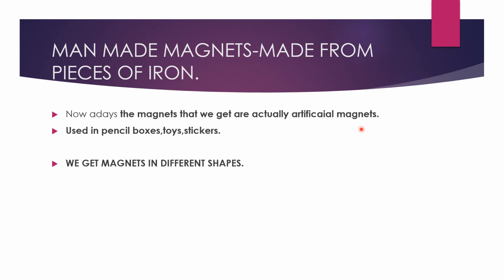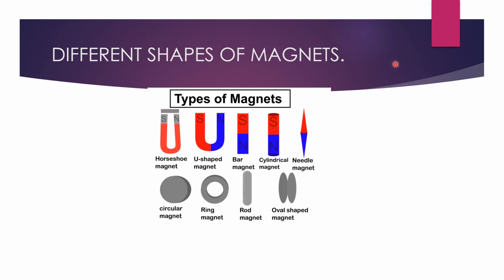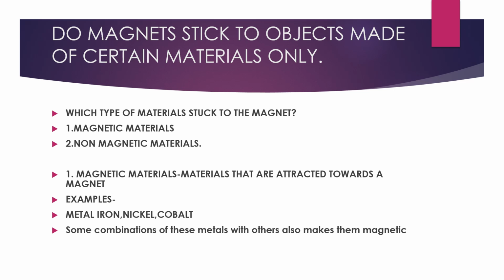These artificial or man-made magnets are used in some pencil boxes we have seen in the picture, or toys, or stickers. Now we are also getting magnets in different shapes. What are the different shapes of magnets? We have a horseshoe magnet or U-shaped magnet, a bar magnet, a cylinder magnet, a needle magnet, oval shaped, rod shaped, ring or circular. So these are some different types of magnets that we can get nowadays.